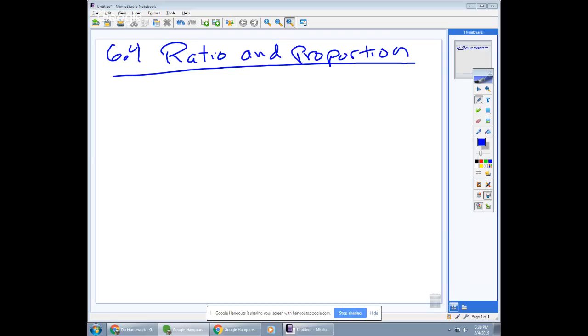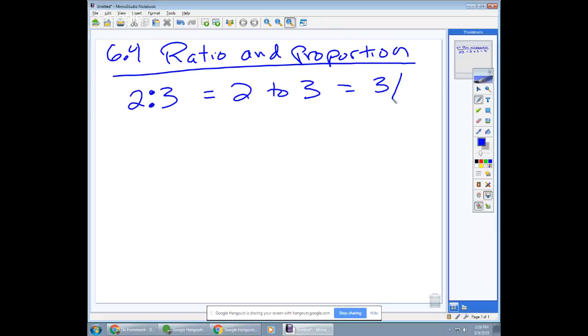So we talked about ratio as one of the interpretations of a fraction way back in the beginning of this chapter. Sometimes a ratio is written with a colon in between, but that means the same thing as saying, for example, 2 to 3, or you could write it as a fraction, 2/3. All of these mean the same thing. The difference about a ratio is the interpretation.